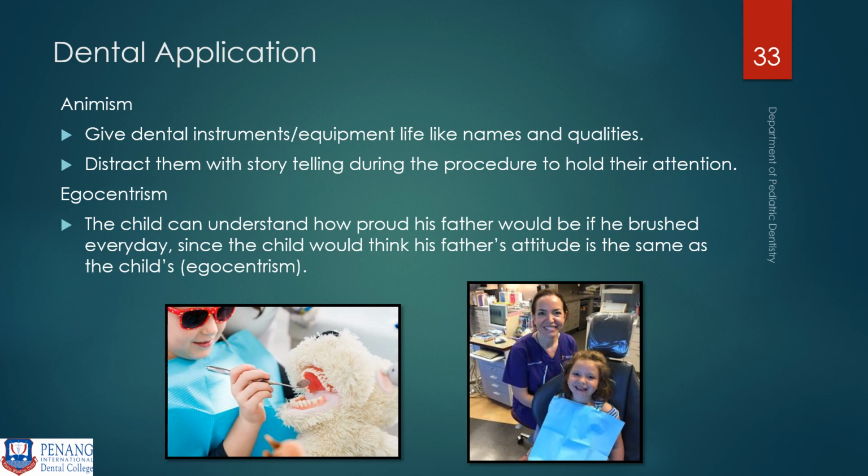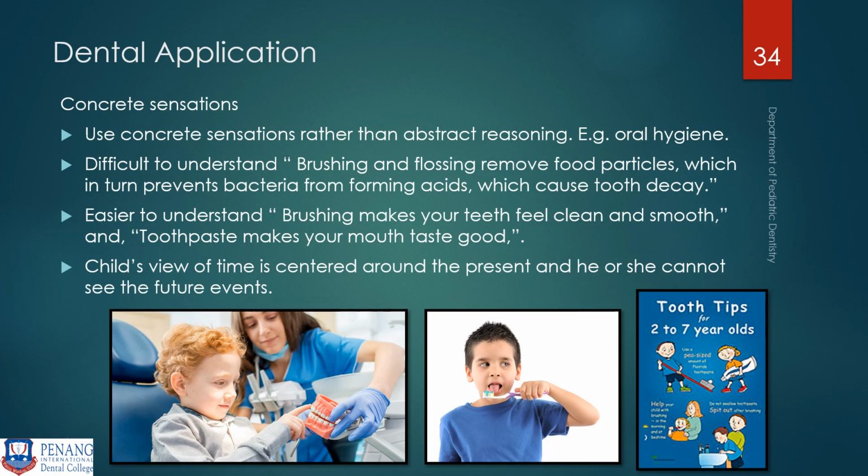Now these children have egocentrism, so you must understand that the child can understand how proud his father would be if he brushed every day, since the child would think his father's attitude is the same as his own. So you tell the child, your father will feel so nice because you will have nice teeth. Or you want to have nice teeth, see how proud it will make everyone, and then suddenly they feel that everyone will feel proud, and they will kind of agree with you on certain things. So this is egocentrism.